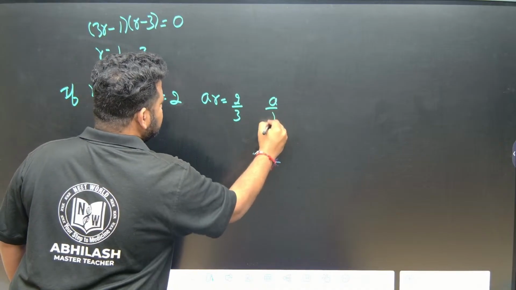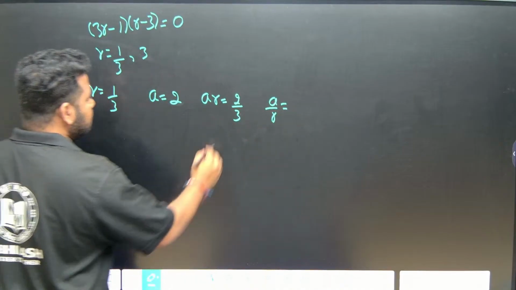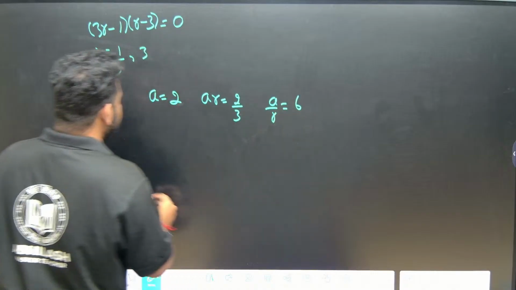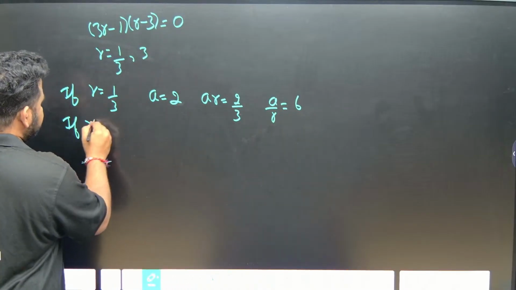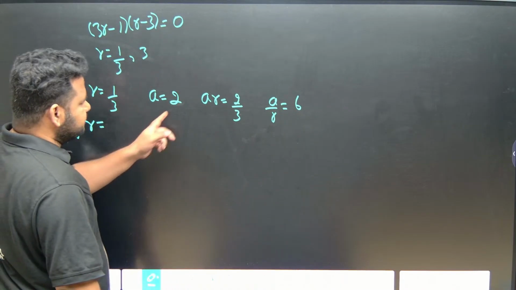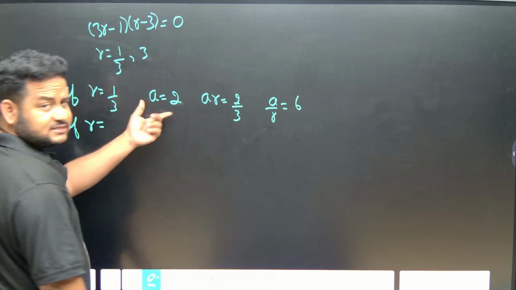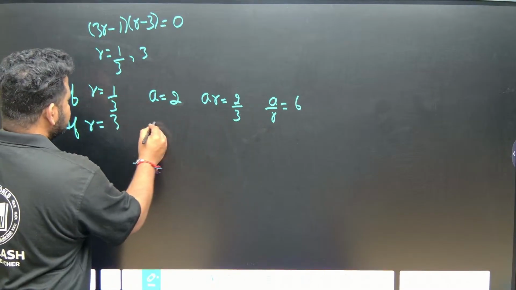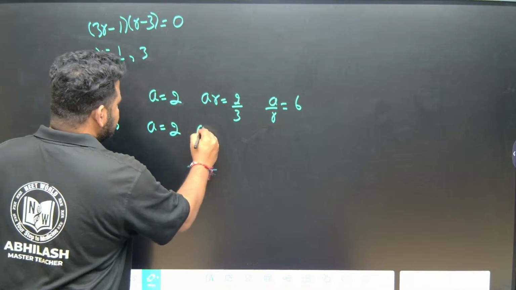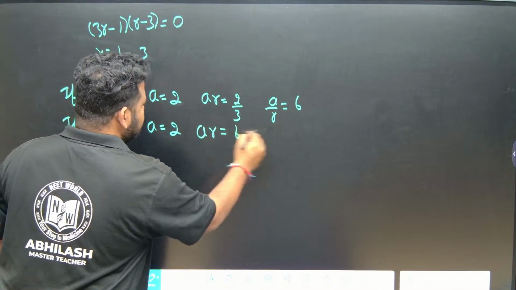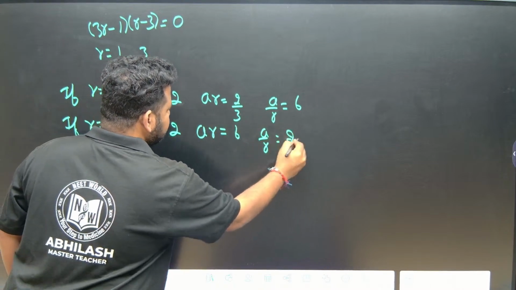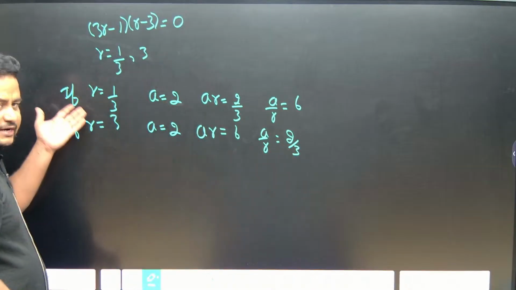A by R will be, what is that? A by R will be 2 by 1 by 3, which means it will become 6. Correct? If R is equal to, this is what? This is a decreasing GP. Otherwise, if I take R is equal to 3, A is equal to 2, okay, AR will be what? 3 into 2 is 6. A by R will become 2 by 3. So we got the roots. Whatever value you take, no problem.